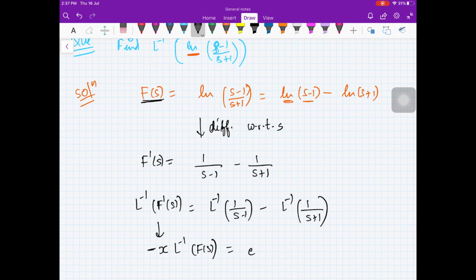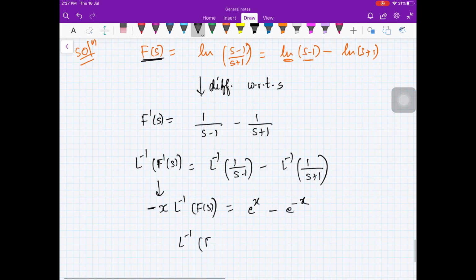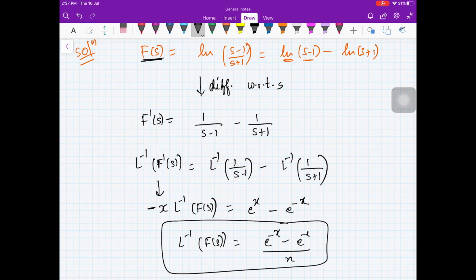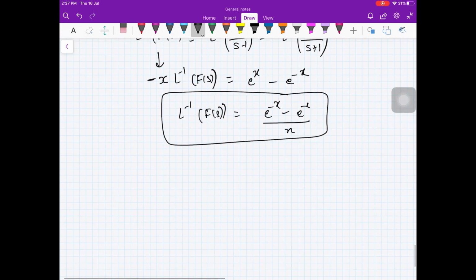So that is equal to e raised power x minus e raised power minus x. So you get L inverse of f of s is (e raised power minus x minus e raised power x) upon x. So this is your answer. So this is how you can compute these problems. So I can give you another example.